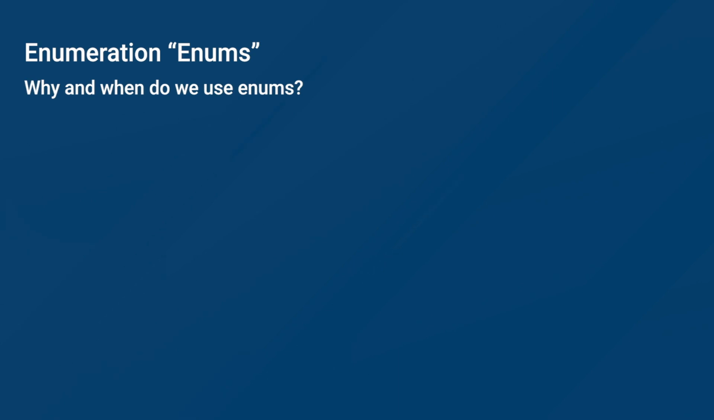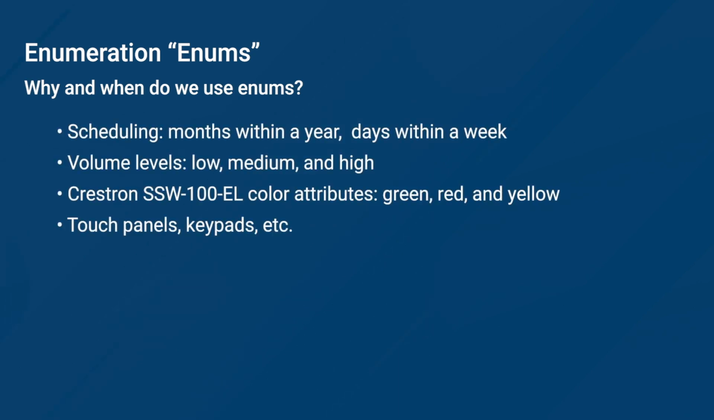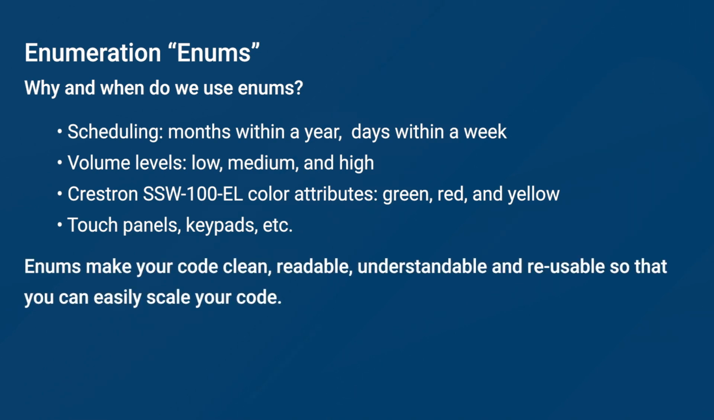Why and when do we use enums? Well, we can use enums for such things as months within a year, days within a week, volume levels such as low, medium, high, or even Crestron's SSW-100EL room availability sign that has color scheme attributes such as green, red, and yellow. In fact, enums can be represented for touch panels, keypads, etc. Enums are perfect for these kinds of applications. So, in a nutshell, enums make your code clean, readable, understandable, and reusable so that you can easily scale your code.